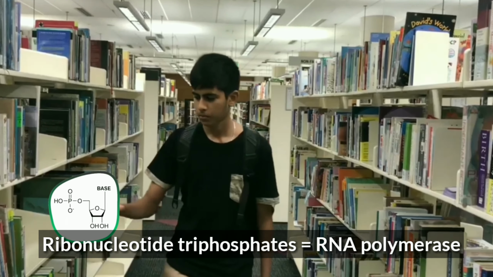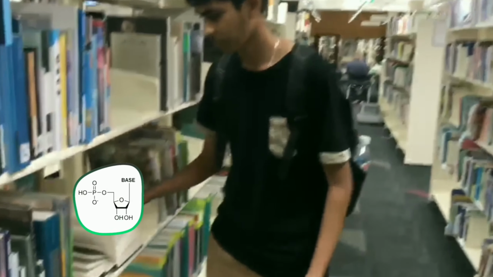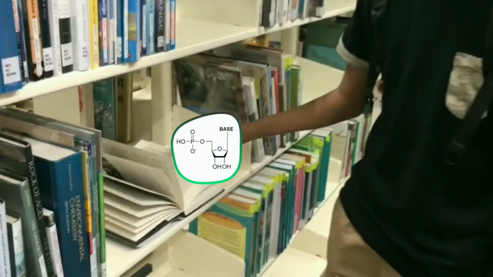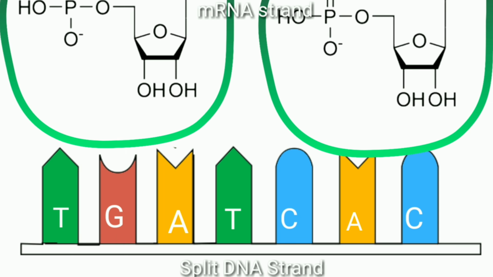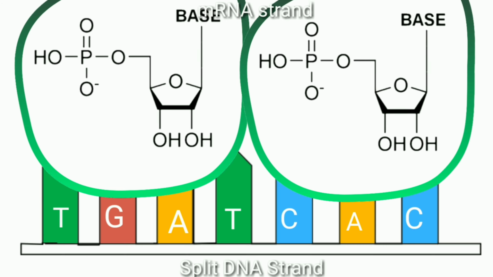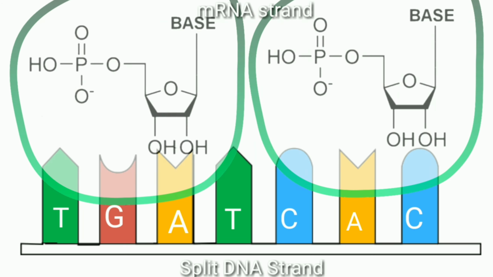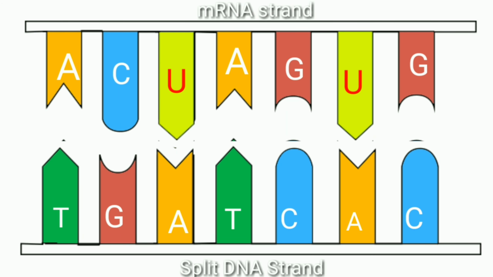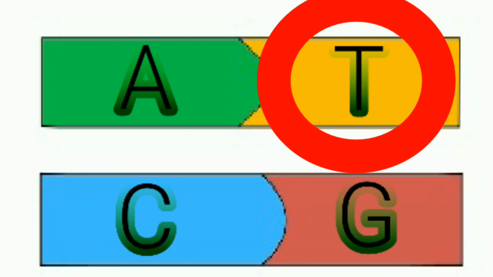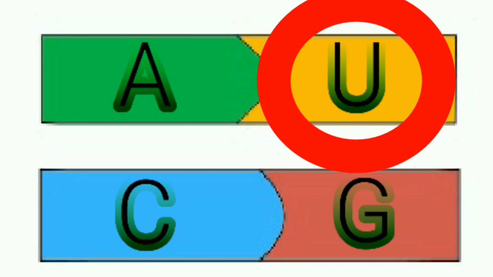Here we see the ribonucleotide triphosphates attaching themselves onto the uncoiled DNA strand. The ribonucleotide triphosphate joins up to the DNA bases. This causes mRNA to be formed. mRNA is different, however, because thymine is now replaced with uracil.